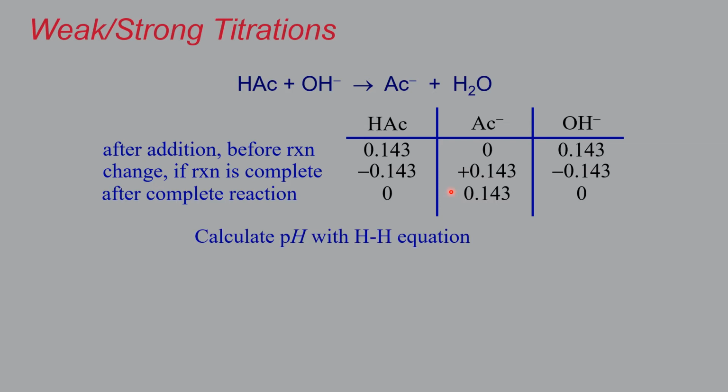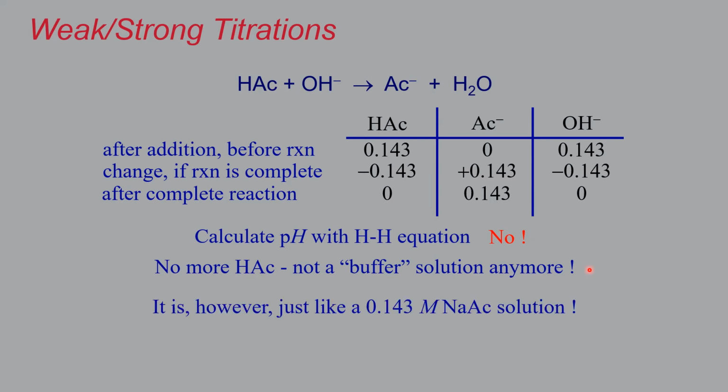So can we just go ahead and calculate the pH with the Henderson-Hasselbalch equation like we did before? The answer here is a resounding no, because we do not have a buffer anymore. We don't have any more acetic acid, so we cannot use the nice handy-dandy Henderson-Hasselbalch equation. So how do we figure out the pH? It now becomes a weak base equilibrium: we basically have a 0.143 molar solution of sodium acetate, and acetate, by virtue of being the conjugate base of acetic acid, is itself a weak base.